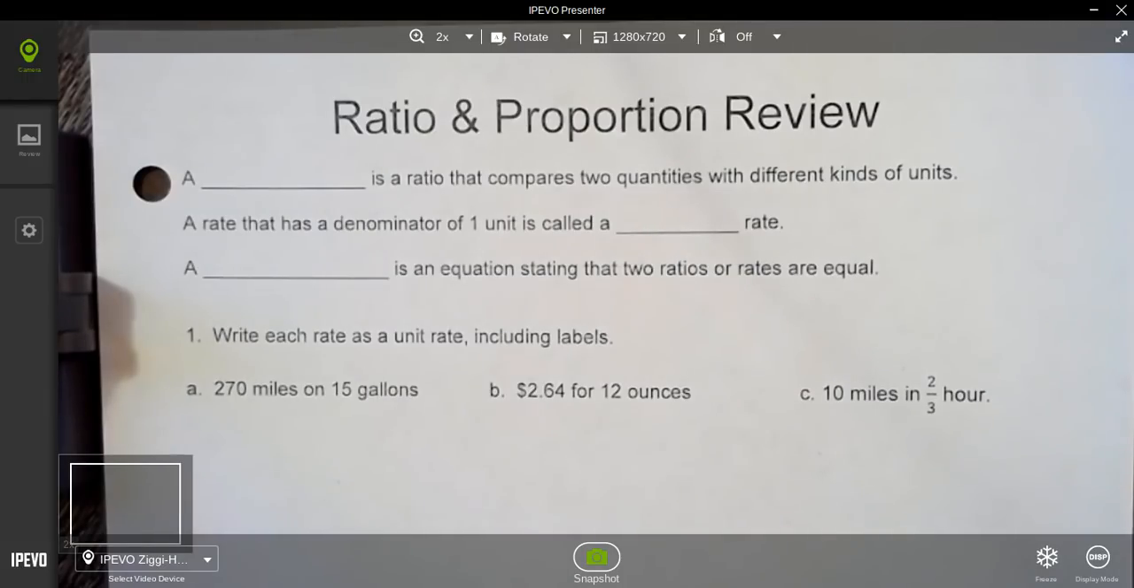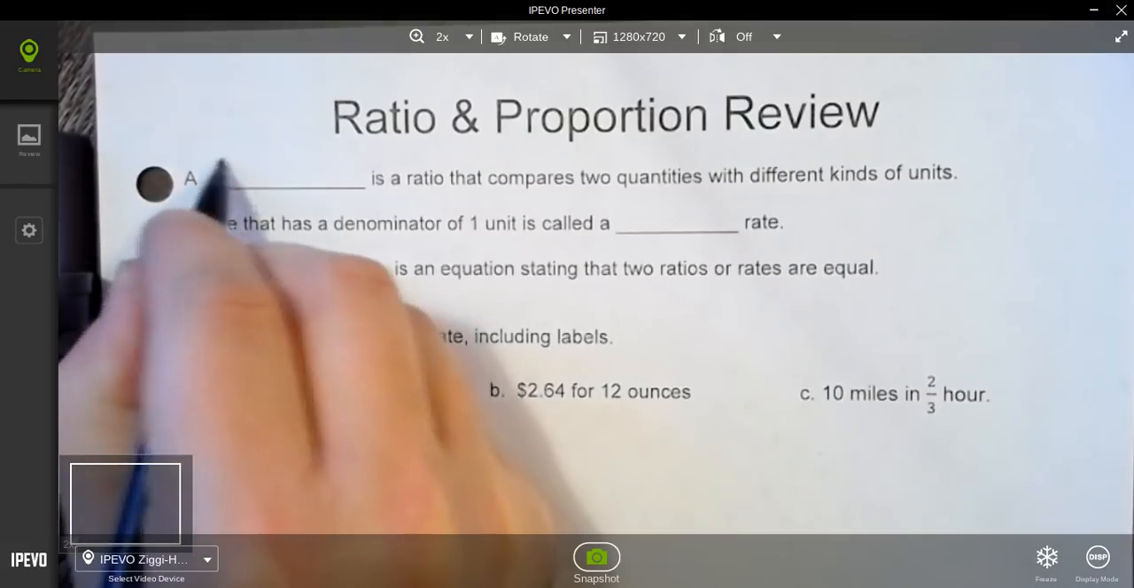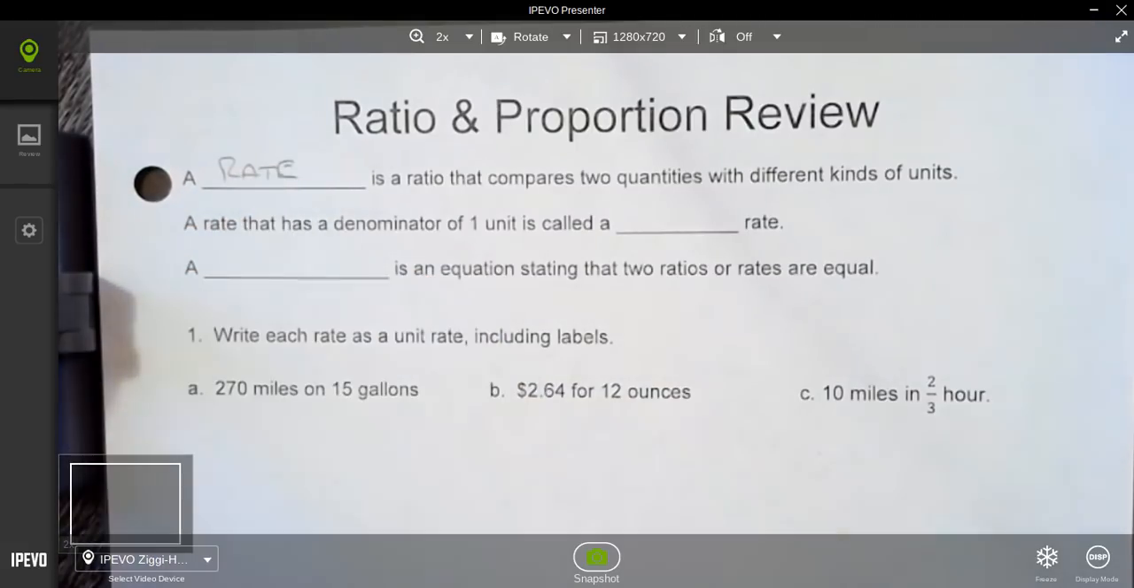Time now to go all the way back to topic number 2, and we're going to do some review on ratios and proportions. And we're going to start off by just refreshing our memories with some vocabulary here. A rate is a ratio that compares two quantities with different kinds of units.